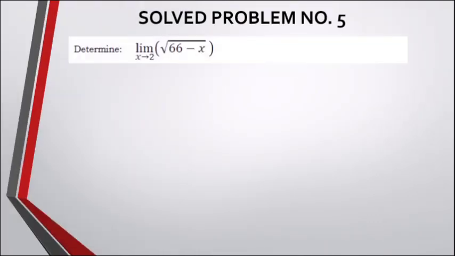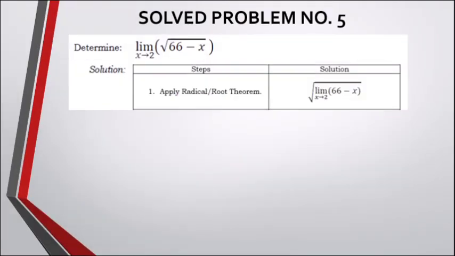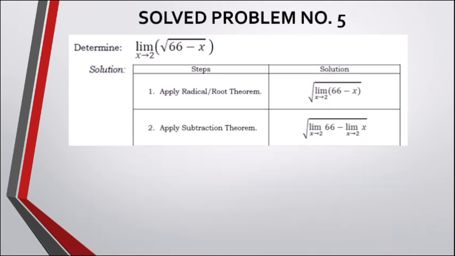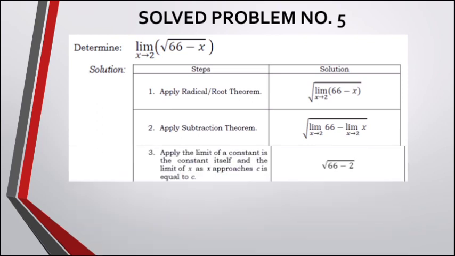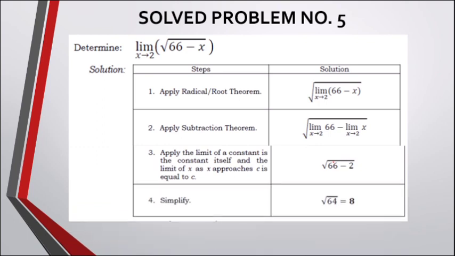Next, let us proceed to another given. This one is a radical, so how? We put the overall root, then you separate the terms by applying the subtraction theorem. We apply the limit of a constant is the constant itself and the limit of x as x approaches c is equal to c. Here x becomes 2. Then we apply the second and first laws, and simplify. The square root of 64 is 8.